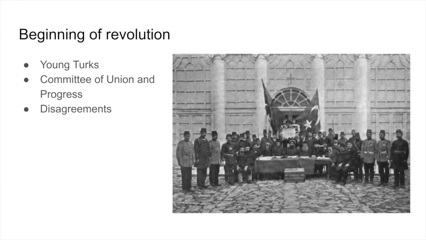So, the beginning of the revolution. All those who were vocally against the government, the Ottoman Empire, were labeled as the Young Turks, or referred to themselves as the Young Turks. One notable faction of the Young Turks, which I'll get into a little bit later, was the Committee of Union and Progress.